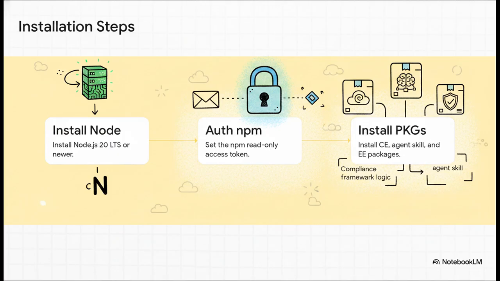First off, make sure you've got Node.js version 20 LTS or newer installed. Then, use that token from your email to authenticate NPM. Finally, you're going to globally install a trio of packages: the free Community Edition runtime, the Claude Agent skill, and the restricted Enterprise package itself, which actually houses all 28 Enterprise Cloud plugins and the core compliance framework logic.